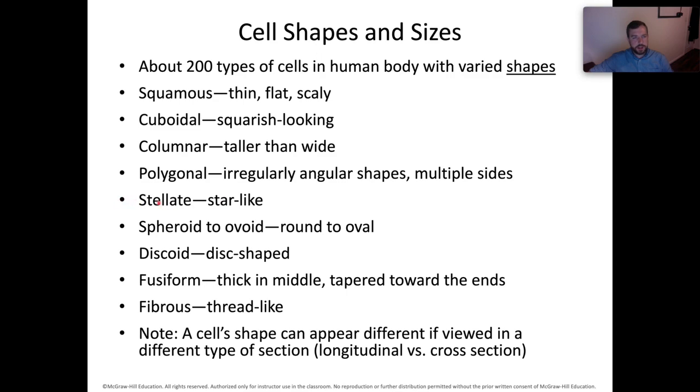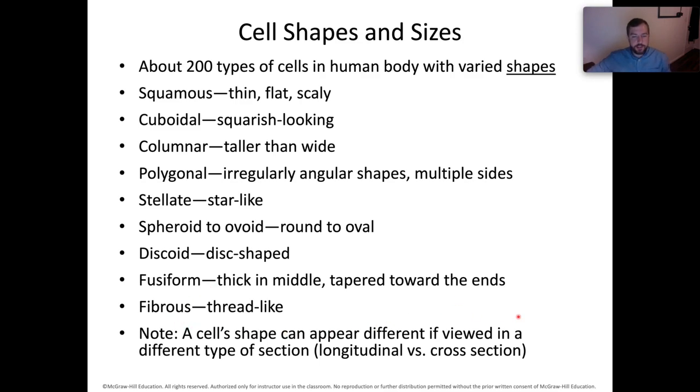Stellate cells look like stella, or stars. Spheroid or ovoid are round and oval. Discoid is like a red blood cell, or disc-shaped. Fusiform is like a muscle cell. It gets thick in the middle and then it sort of tapers off at the ends. And then fibrous cells look like a thread.